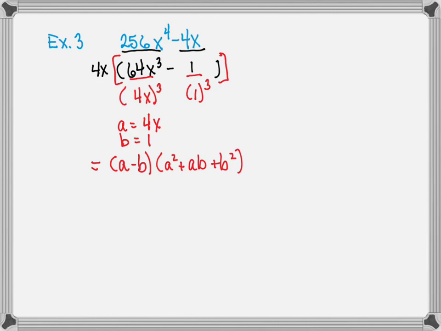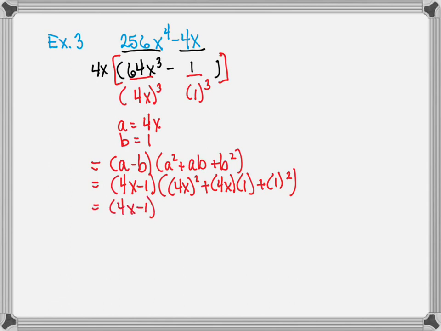So a minus b, I'll substitute in 4x for a and 1 for b, and I get 4x minus 1 is my linear factor. And then we'll substitute in 4x and square it for a squared, plus 4x times 1, plus 1 squared. And we'll simplify that second parenthesis, so 4x minus 1 stays the same. 4x times 4x is 16x squared. 4x times 1 is 4x. 1 squared is 1. So our difference of cubes factored to 4x minus 1 times 16x squared plus 4x plus 1.